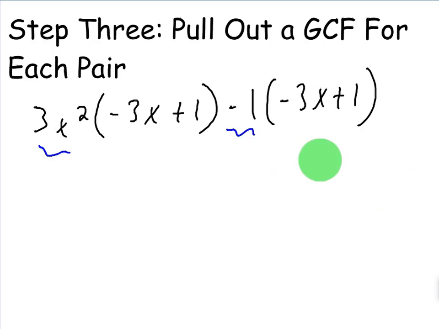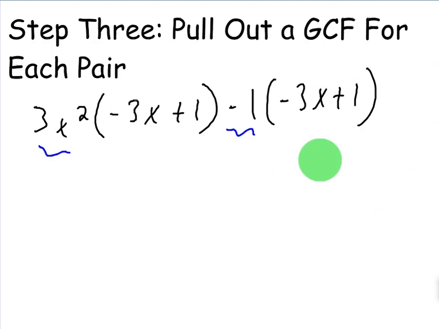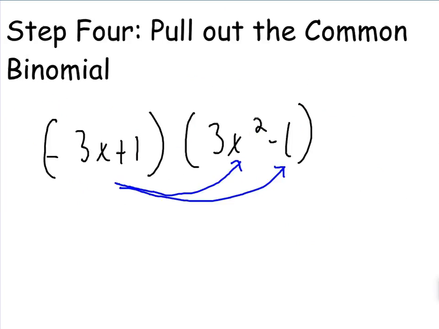I wonder if I can... No, it's not going to work. Okay, so yeah, those match. And then, again, the final step is just to make the parentheses one factor, so -3x plus 1. The other leftovers, 3x squared minus 1, is the next factor. There's your final answer.